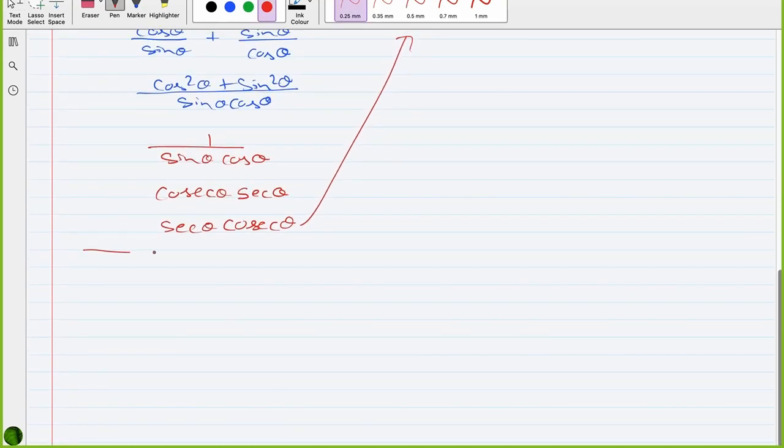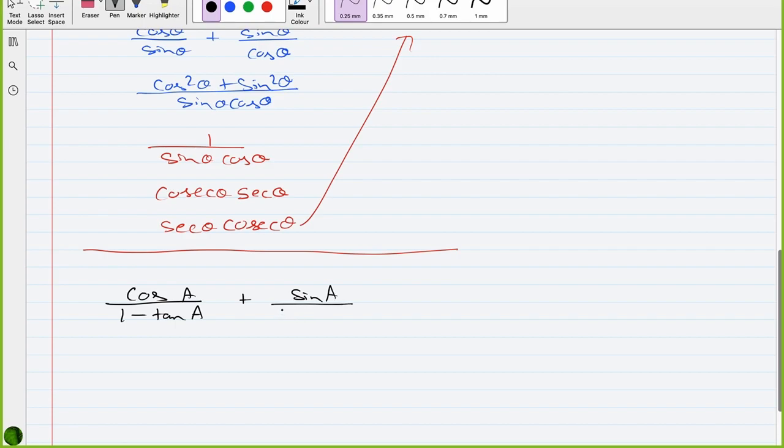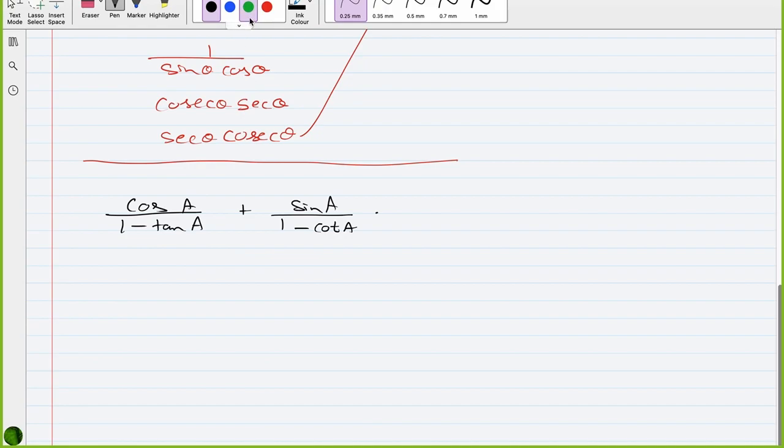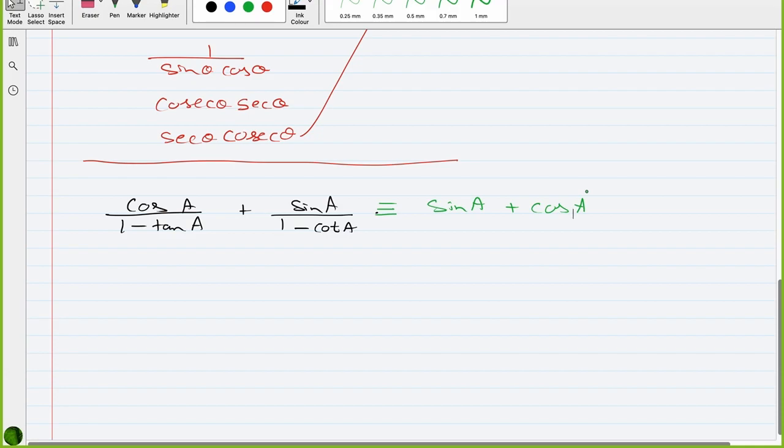We have one more identity to practice. This is cos A divided by 1 minus tan of A plus sin A divided by 1 minus cot of A. And we have to show that it is identical to sin A plus cos A. Now as we can see that left hand side is more expanded than right hand side, so we'll go with left hand side, and we have to convert all of them into sine and cos. So I have to disappear tan and cot.